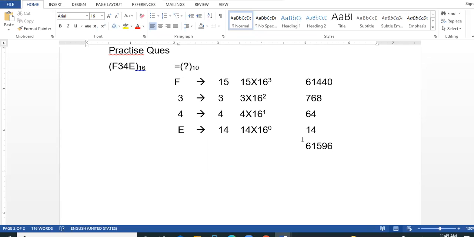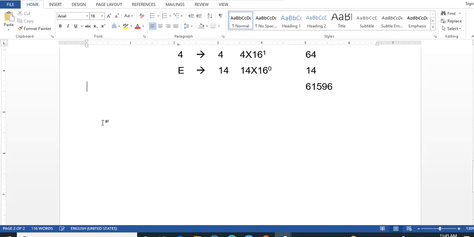Clear? All right. Now we go with another case, the case of fractional numbers. Yes, Devanshi, what do you want to ask?